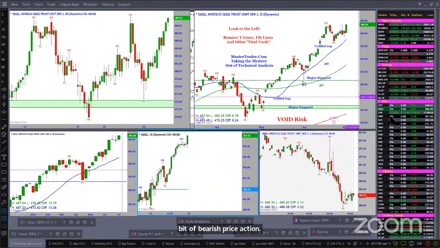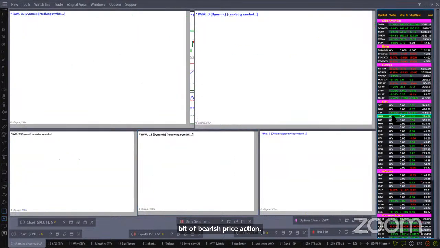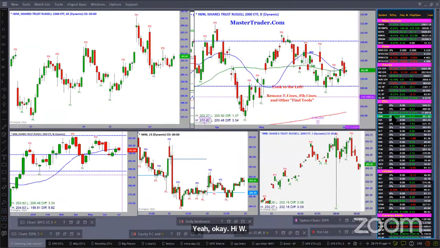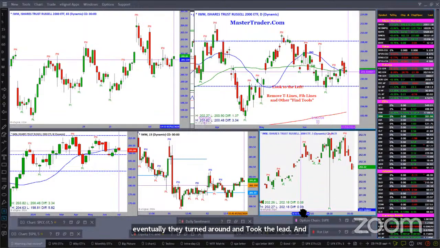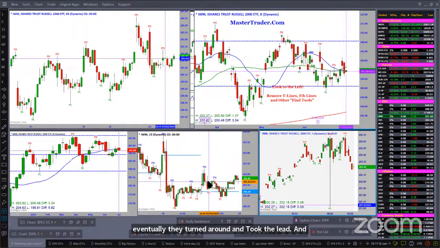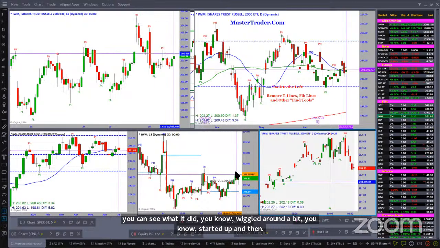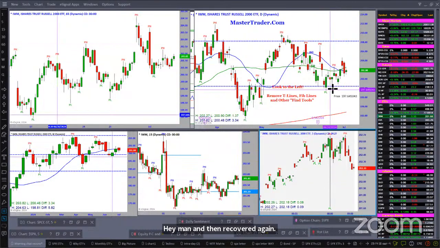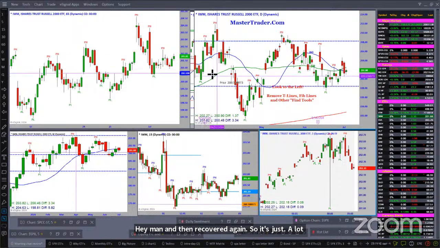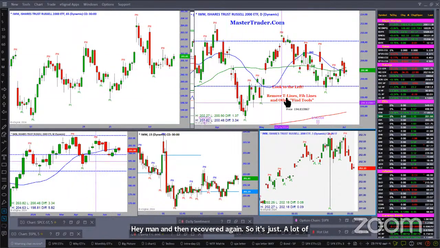Okay, IWM. Yesterday morning, we looked at the fact that these were showing relative strength to the other markets, which were opening lower. And eventually they turned around and took the lead. And this eventually did go up, but you can see what it did. It wiggled around a bit, started up and then came in and then recovered again. So it's just a lot of overlapping bars and erratic price action here with the small caps.